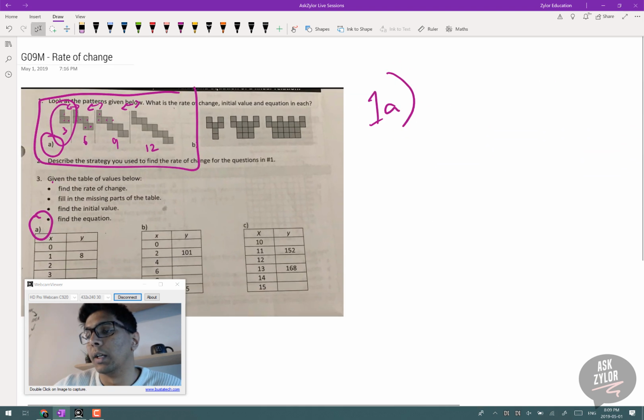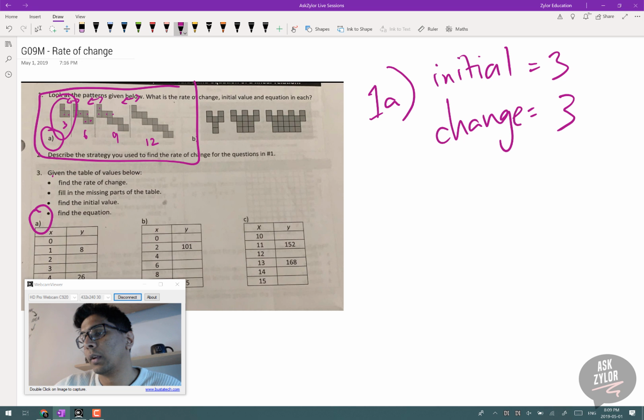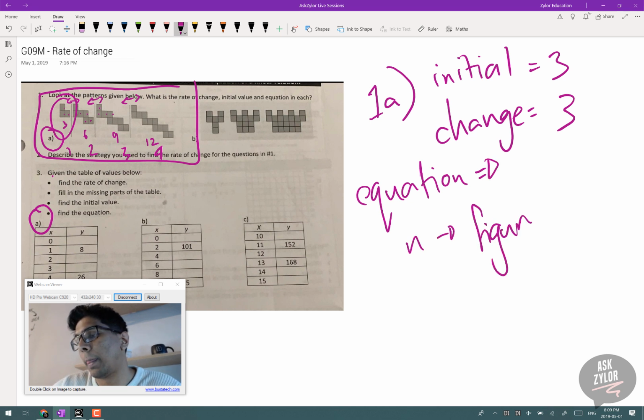So I'm going to say my initial amount is 3, my change is 3, and then I can have an equation that describes the initial and the change using n as the figure number. So I have figure 1, 2, 3, and 4. So I'll say n is my figure number.